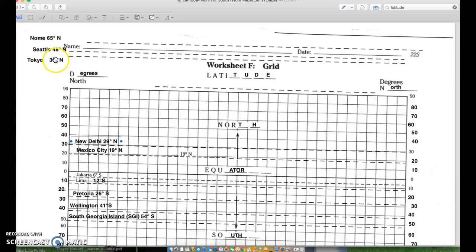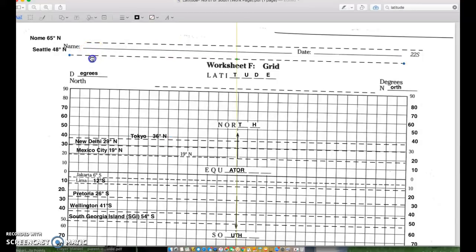Okay. Our next city is Tokyo, Japan. It's at 36 degrees north. So we're at 36 degrees north. We're going to put our dotted line, which will be right about here. And because it's so tight to New Delhi, I'm going to offset it and put it right about there. So it's still representing 36 degrees, just a little further north.